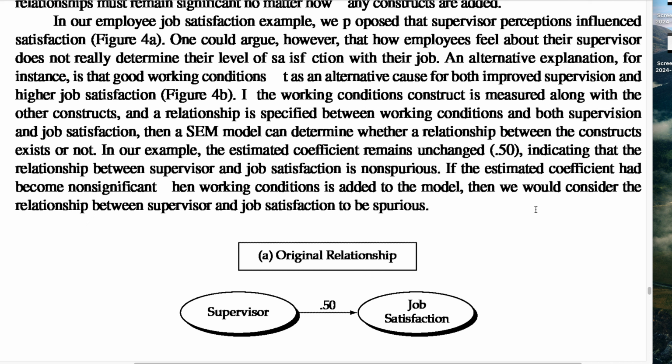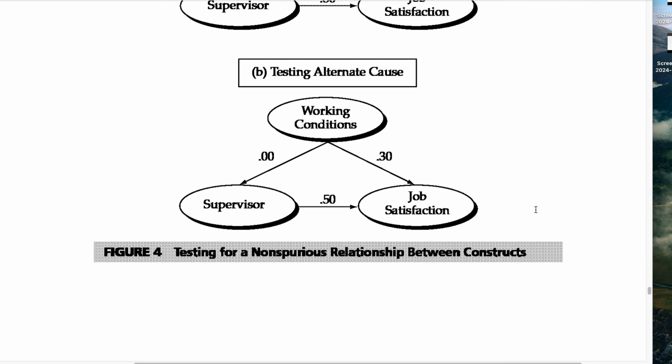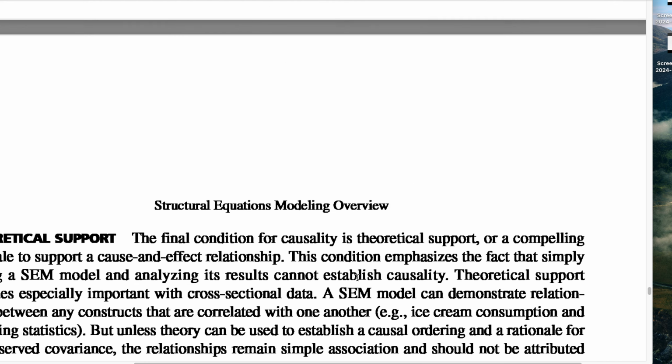Original relationship: supervisor, job satisfaction, .50. Here is Figure 4b, testing alternative causality: working condition, supervisor and job satisfaction. Supervision's impact on job satisfaction is .50 and working condition is .30, and there is a .00 difference between the working condition and supervision. Testing for the non-spurious relationship between the constructs.